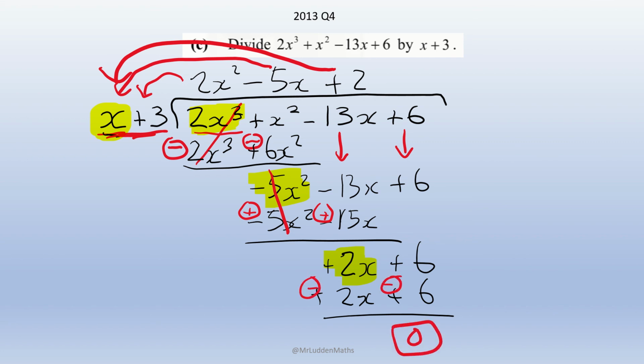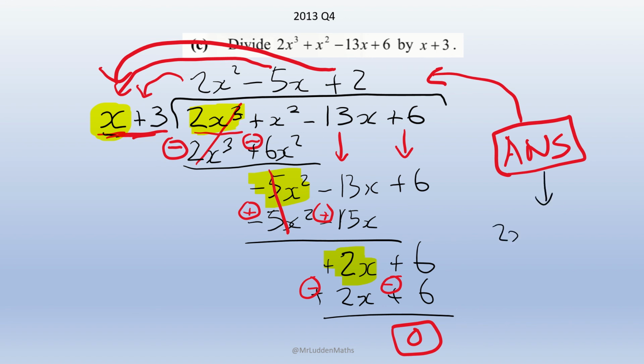So I have found out that x plus 3 goes into 2x cubed plus x squared minus 13x plus 6 exactly 2x squared minus 5x plus 2 times. So that right there is my answer. And I suppose just to write that out, 2x squared minus 5x plus 2.